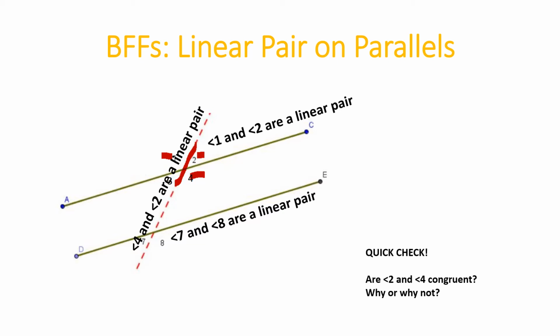So 2 is an acute angle, while 4 is an obtuse angle. So no, they're not congruent.